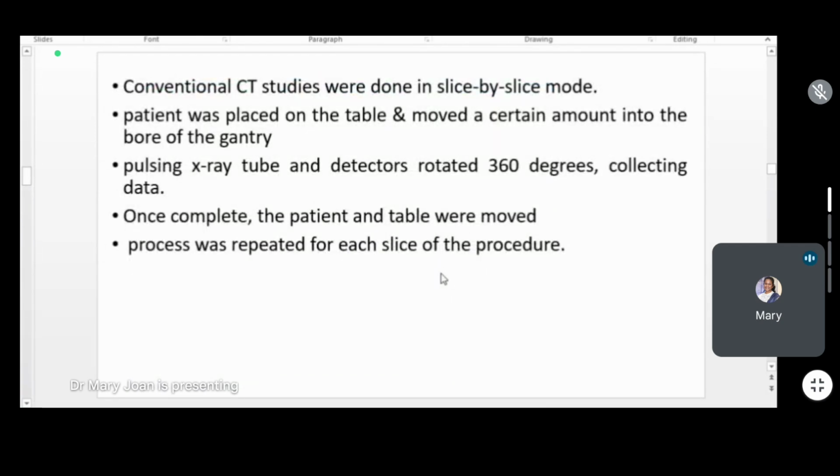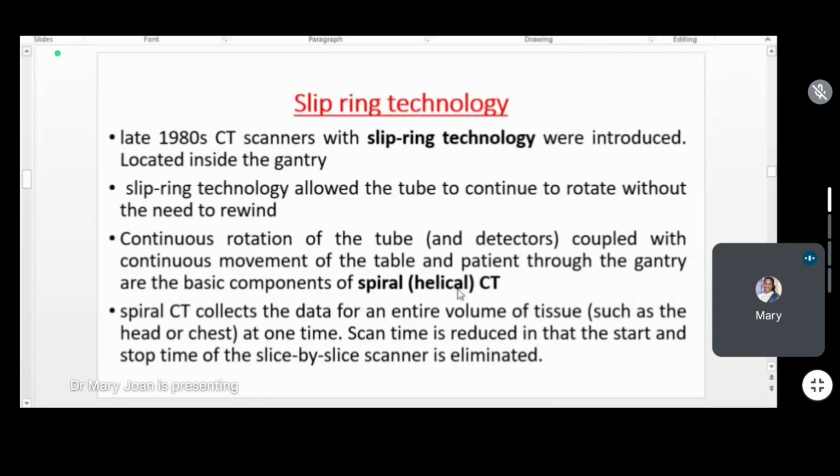Conventional CT studies were done in slice by slice mode. The patient was placed on the table and moved a certain amount into the bore of the gantry. The pulsing X-ray tube and detectors rotate 360 degrees, collecting data. Once complete, the patient and table were moved. The process was repeated for each slice of the procedure.